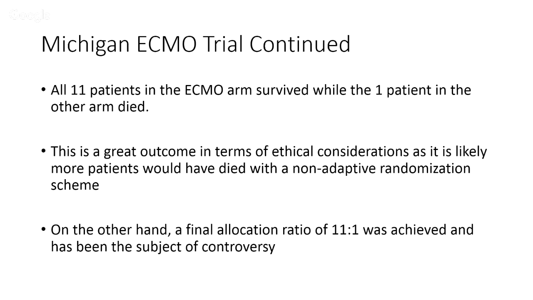The controversy, however, of the results comes with the fact that the final allocation ratio was 11 to 1, which does not allow for much of a statistical comparison between treatment arms. Could it have been more attributed to chance that the only subject in the conventional arm died? It is unclear, given the extremely high allocation ratio and extremely low sample size of 1 in the conventional treatment arm.